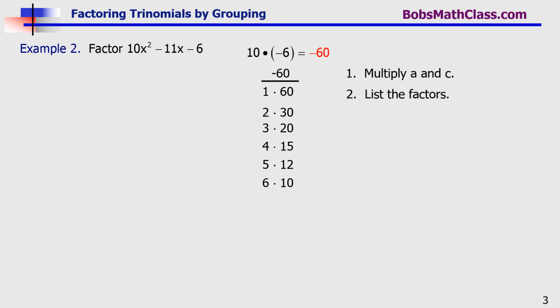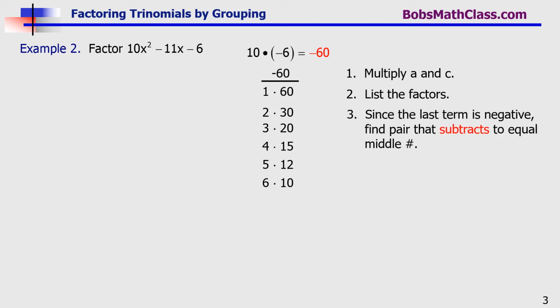We're really just looking for one pair. If you don't write them all down, it's not a big deal, but I find that if you write them all down, you're definitely going to find the right pair. Okay. So which one will subtract to be the middle number? Our last sign's a negative, right? So we're going to find the pair that subtracts to equal the middle number. 4 and 15? Yeah, that's it. 15 minus 4 is 11.